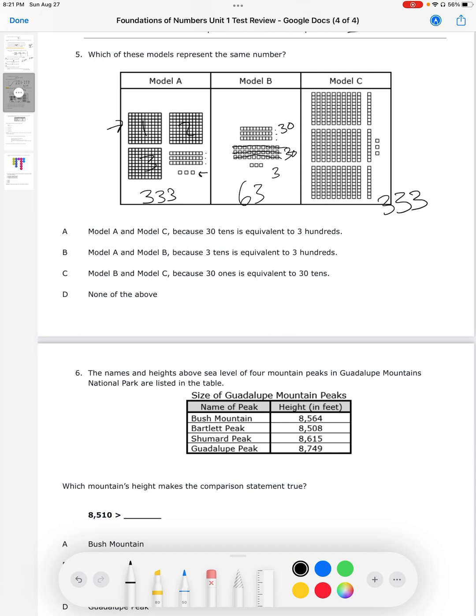And looking at that, I can see that Model A and Model C are the ones that represent the same number. So now I'm going to go find that answer in the bottom. A says Model A and Model C, because 30 10s is equivalent to 300s. That sounds good. B, Model A and Model B. Well, I know that can't be right because it's not Model A and Model B. C says Model B and Model C. Well, that is also not correct. And D, none of the above. Well, that's not true because A and C represent the same number. So my answer there is going to be A.